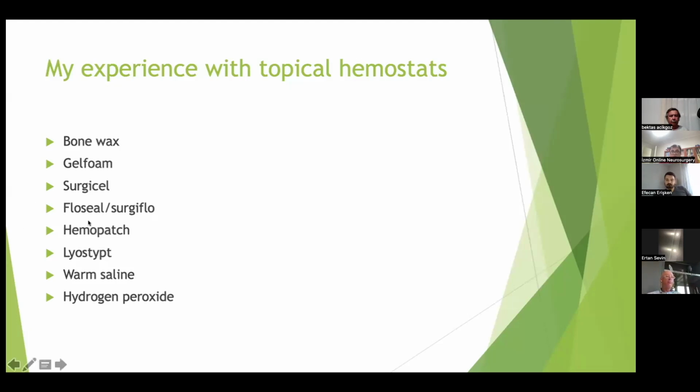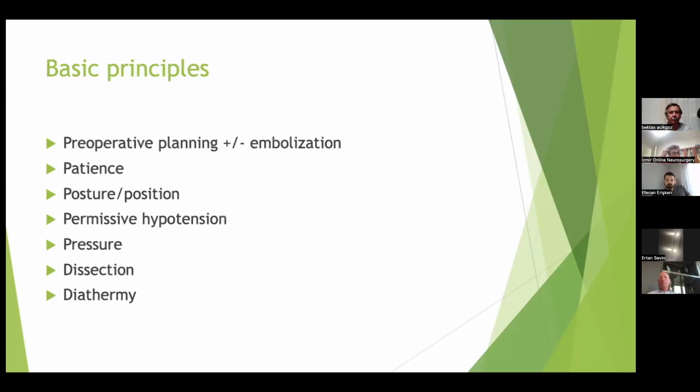Hemopatch is quite useful. One of my patients got a big oozing from the superior sagittal sinus following a parasagittal meningioma excision. Hemopatch was quite handy, and we just had to apply it directly over the bleeding area, and we could attain hemostasis in about 1 minute. Then Lyostypt, we use quite often in endoscopic surgeries. Then warm saline and hydrogen peroxide. Hydrogen peroxide, I don't use routinely, but I used to use it almost 8 years back. But now I am no longer using hydrogen peroxide.